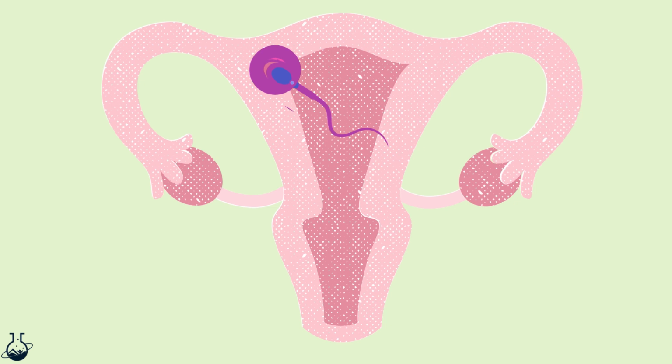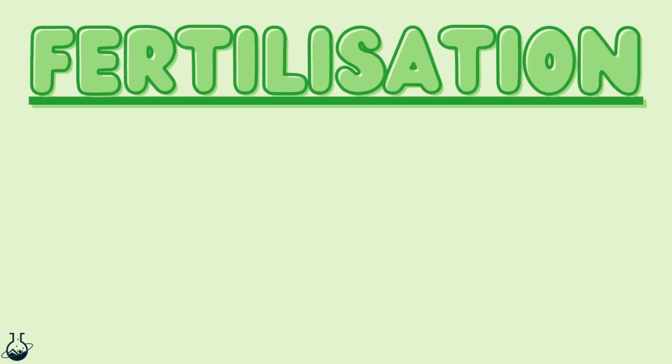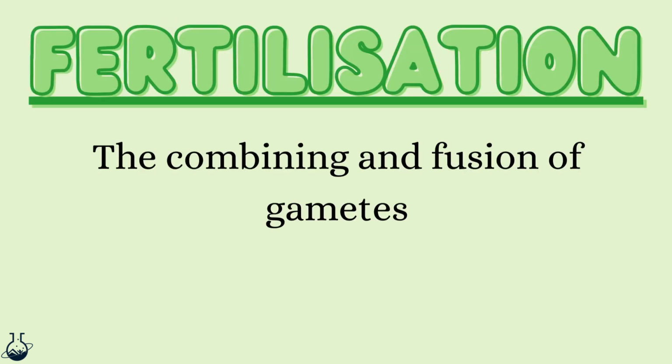Other cases might involve one egg and one sperm fertilisation, where the same egg splits into two. Now we have the same set of genetic information in both fertilised cells, which divide and form two of the same individual, identical twins. Fertilisation is the combination and fusion of gametes, in this case sperm and egg cells.